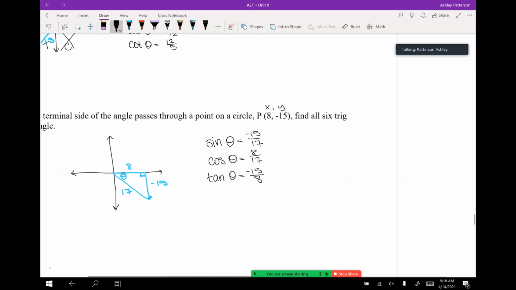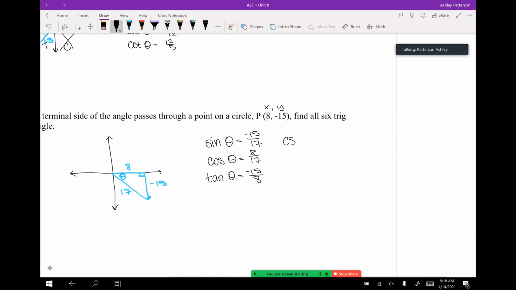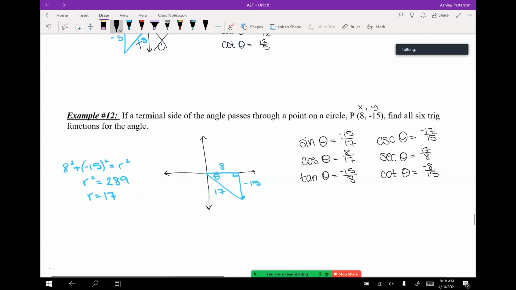Jumping over to our reciprocals, cosecant is the reciprocal of sine, leaving us with negative 17/15. Secant is the reciprocal of cosine, leaving us with 17/8. And cotangent is the reciprocal of tangent, which is negative 8/15. And we are done. That's it.